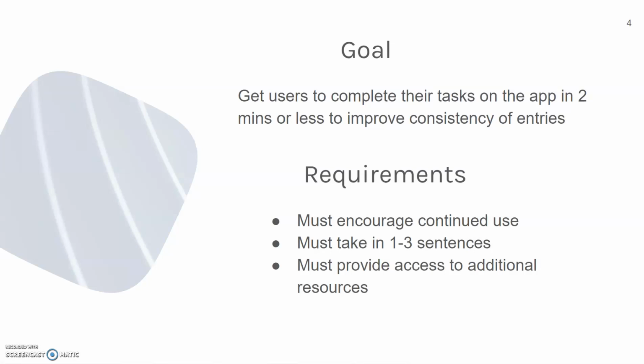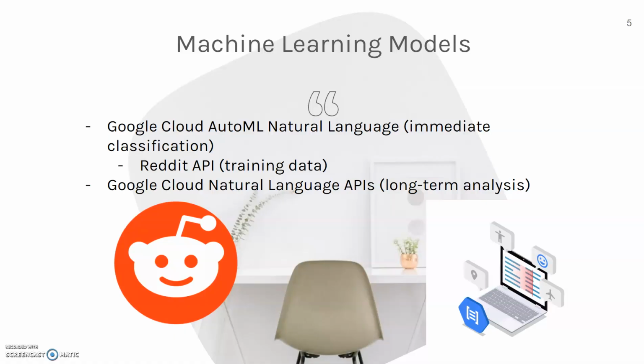Now, our product has a few requirements, but the main focus of what we need is for people to be able to navigate our app quickly and be able to get more information about how their progress is over time. All right, so now let's start talking about the machine learning models, the crux of our application.